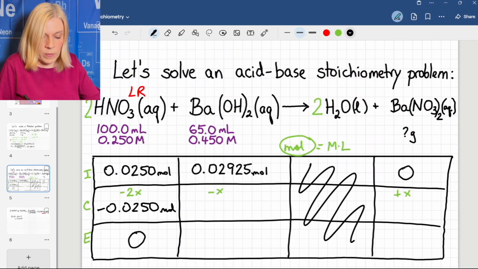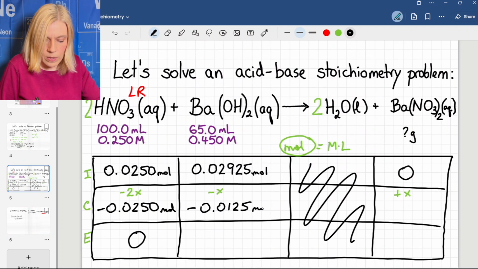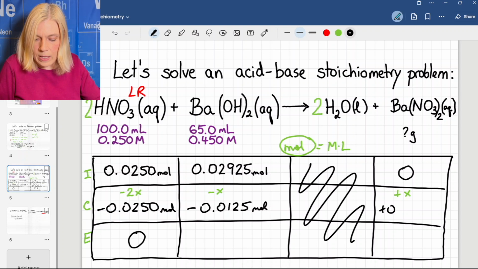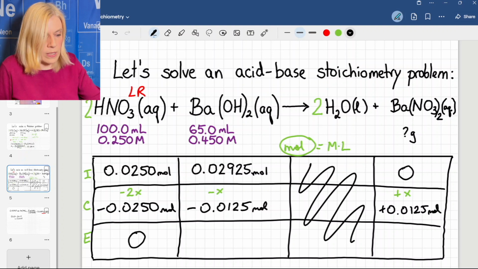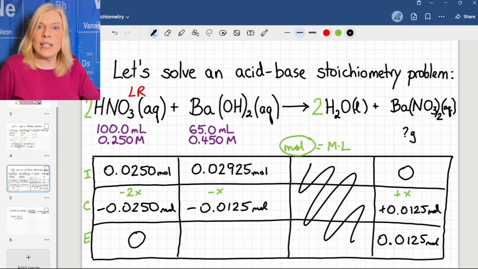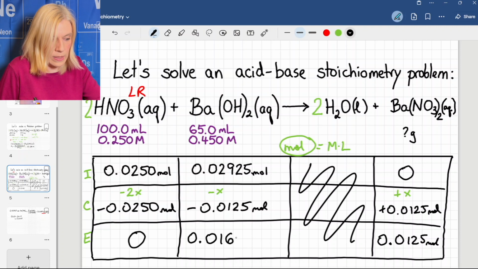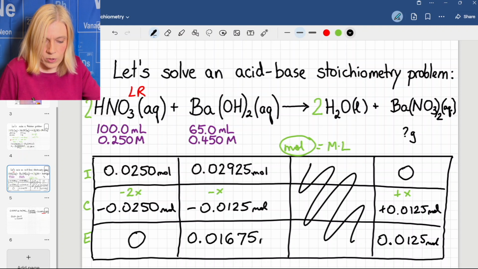So I can go back to my table and say, aha, this is minus 0.0125 moles. And that means this is plus 0.0125 moles. Well, 0 plus this many moles is 0.0125 moles of barium nitrate. Yes? And if I plug this into a calculator, I'm going to get 0.01675 moles of barium hydroxide left over.